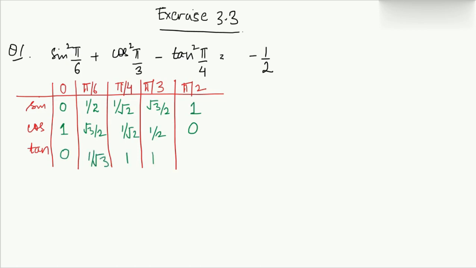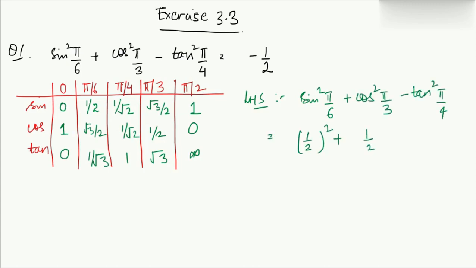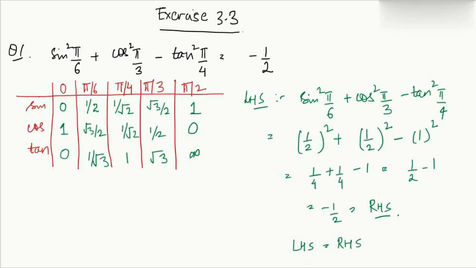Taking the left hand side, we know sin π/6, cos π/3 and tan π/4. We'll put the values and calculate. So we'll get −1/2 as the right hand side and hence proved.